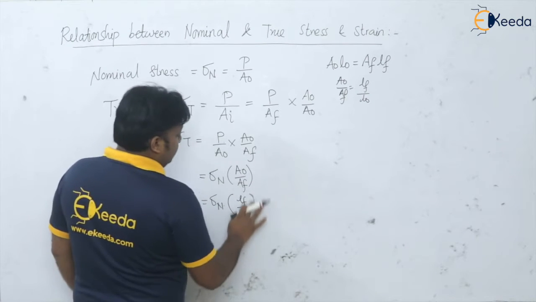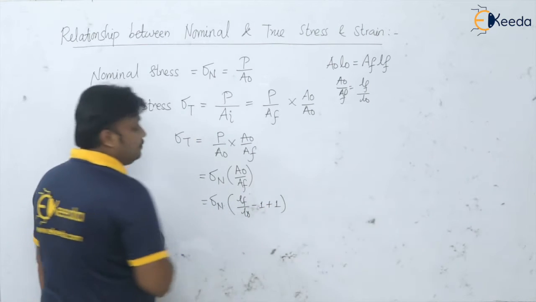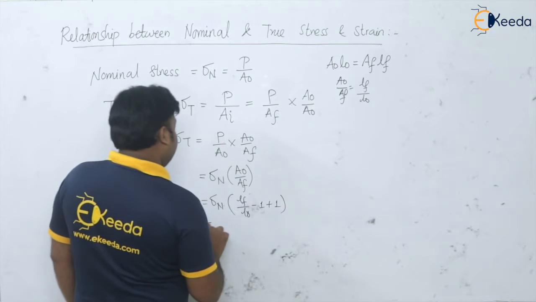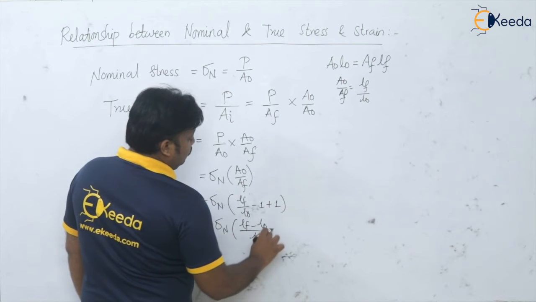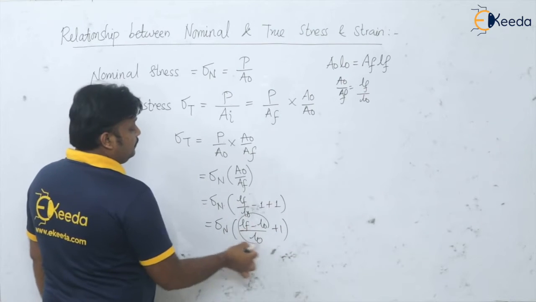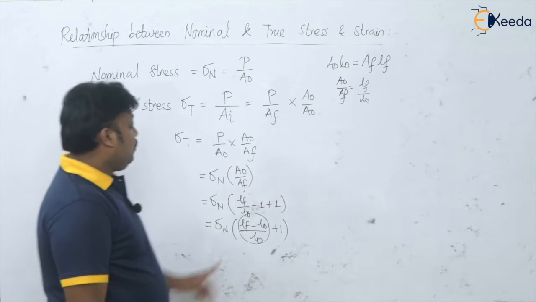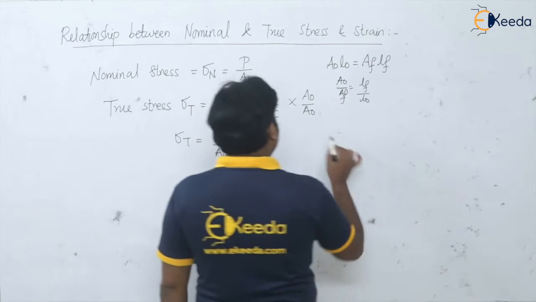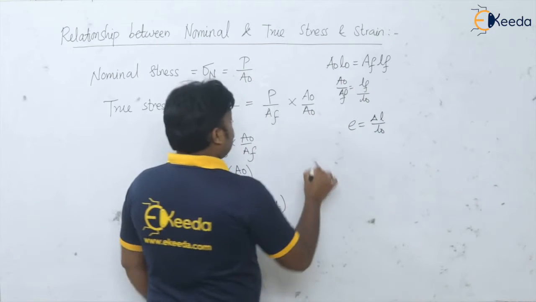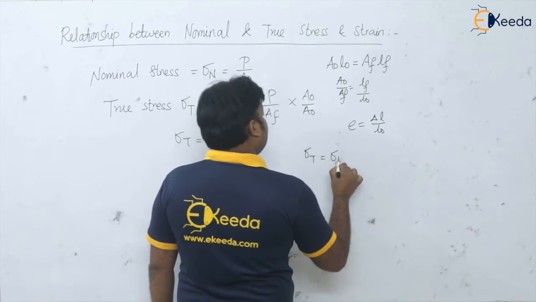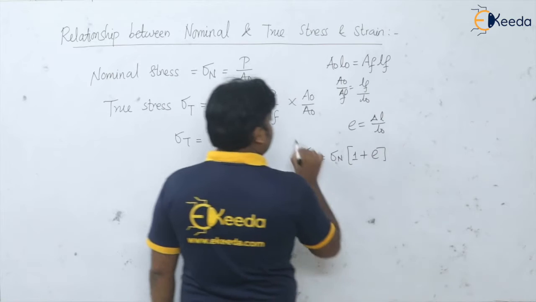What I am going to do here, I will subtract one and add one in this LF by L naught. So sigma t is equal to sigma n into bracket LF minus LO divided by LO plus 1. And what is this final length minus original length divided by original length? This is our normal strain, that is, strain is equal to change in length divided by original length. So this sigma t we can write as sigma n into bracket 1 plus e, isn't it?